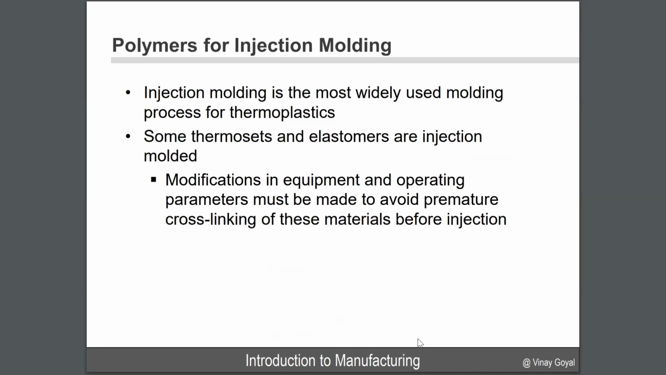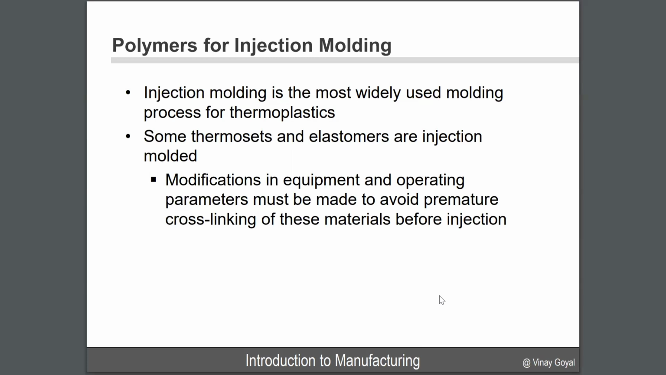So the polymers most widely used for injection molding are thermoplastics in general. Some thermosets and elastomers are injection molded. We have seen that in industry, but you do require quite a bit of modification to the equipment to make that work. You have to make those modifications to avoid causing the polymers to cross-link too early, or prematurely, before the injection process occurs. So you have to keep things fluid, because if they start to create polymeric links, then the molding process will be a lot harder.